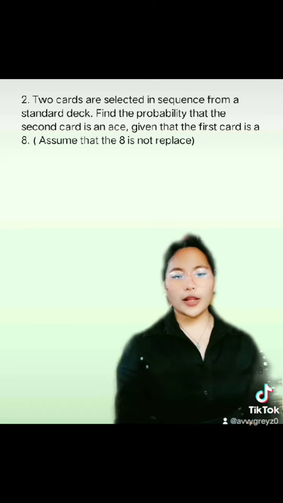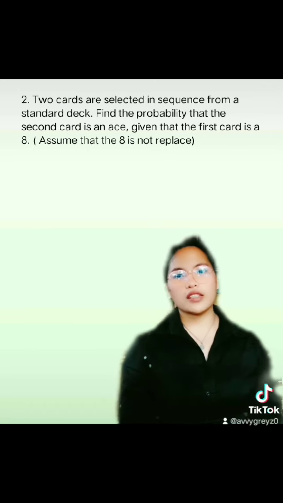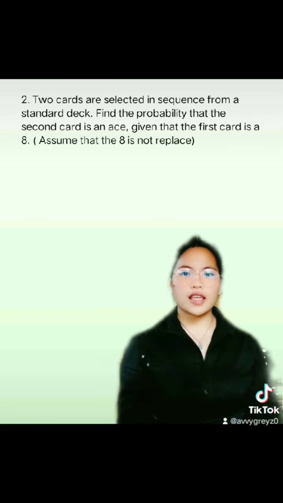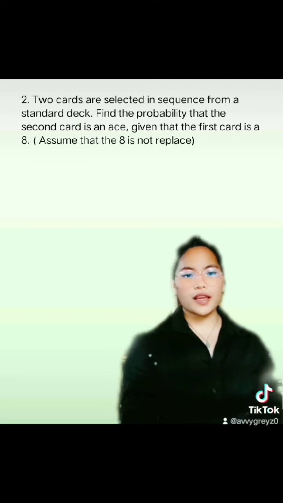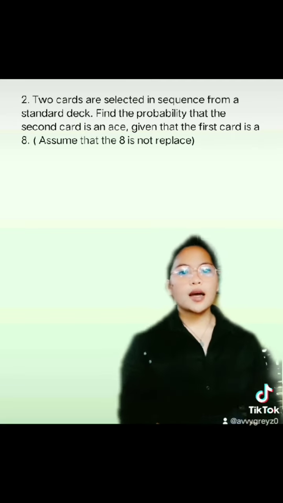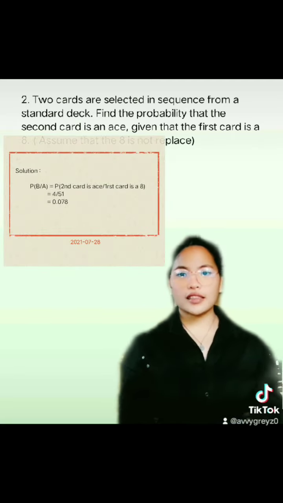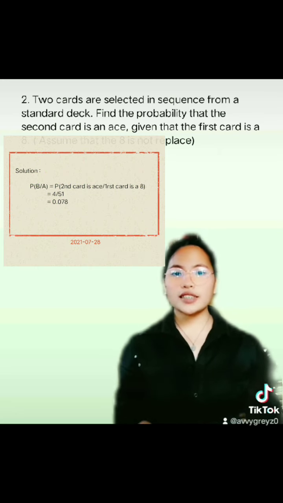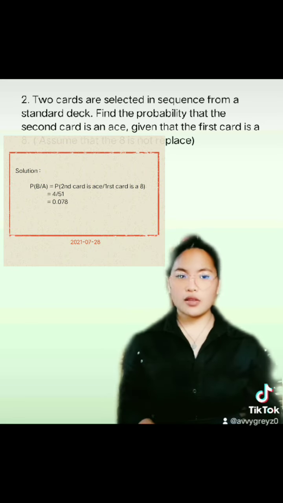The second example: two cards are selected in sequence from a standard deck. Find the probability that the second card is an ace given that the first card is an 8. Assume that the 8 is not replaced. Solution: because the first card is an 8 and is not replaced, the remaining deck has 51 cards, 4 of which are aces. So it is a conditional probability.